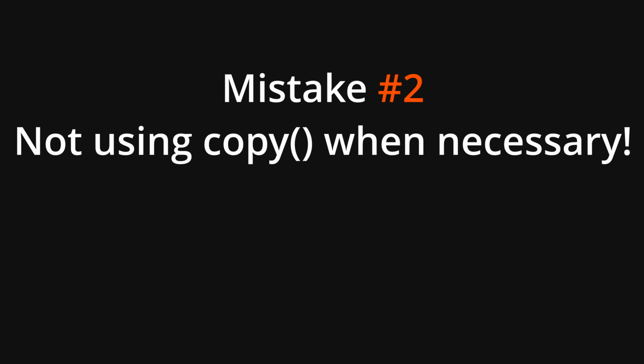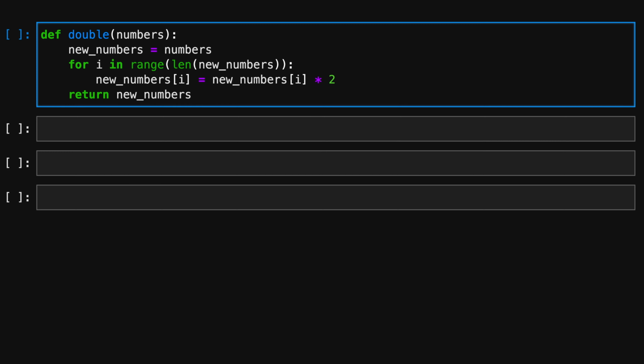Mistake 2. Not using copy when necessary. Suppose we write a function called double which takes in a list of numbers, creates a new list called new numbers, doubles these values, and then returns this new list.